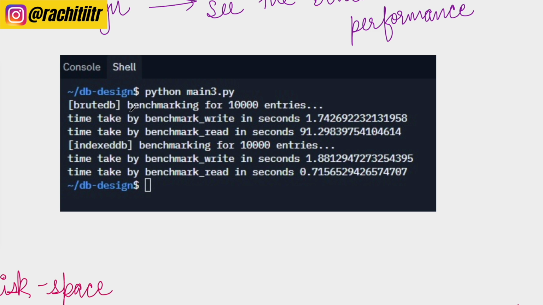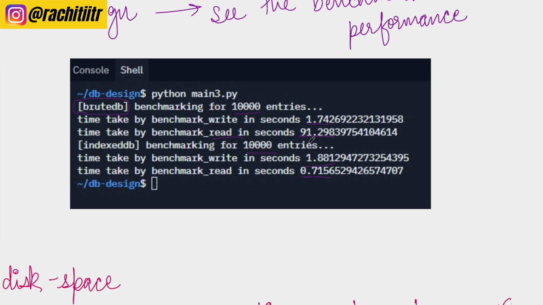I did a benchmarking test for 10,000 entries, and this is for brute force, in which we did not have any strategy to optimize reads. In that case, for 10,000 entries, it took us 1.74 seconds to write these. However, the reads took 91.29 seconds, super long for 10,000 entries. And after we created this index strategy, there was an overhead on write. The same 10,000 entries now take 1.88 seconds to write, a little bit, you can say 0.1 seconds more, for 10,000 entries. However, think about this 0.7 and 91. The reads have been super fast now.